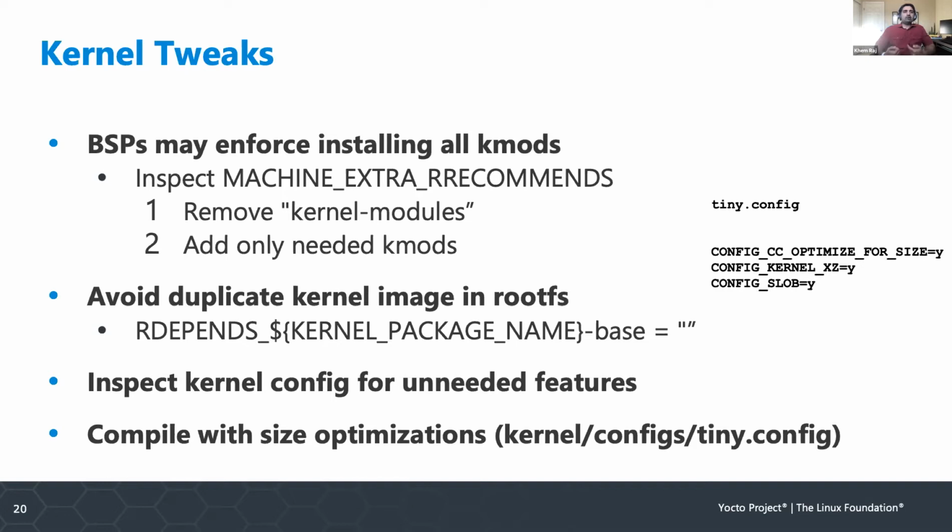And you could also avoid duplicate images in the kernel, because in many cases you put an image in a different space, right, in a different partition. If you do that, then you want to make sure it's not generating a kernel image into /boot in your rootfs, because that will be a duplicate image. So it's important to look at that. And then look at your kernel config. There may be some features you really don't need, so disable them. And as I mentioned, compile for small features.